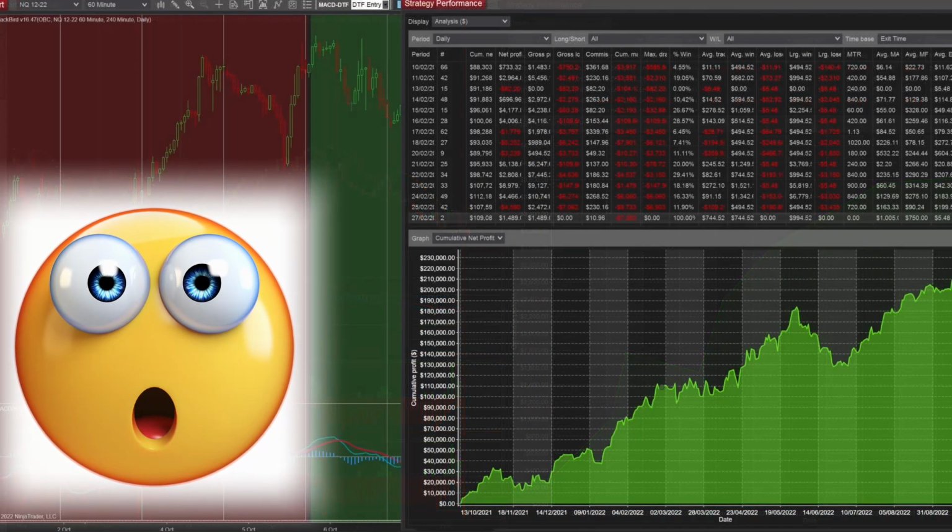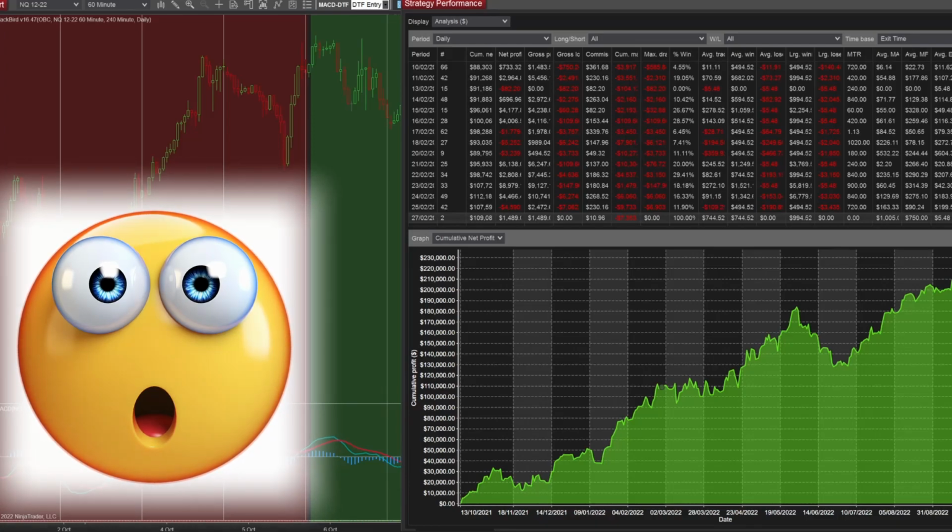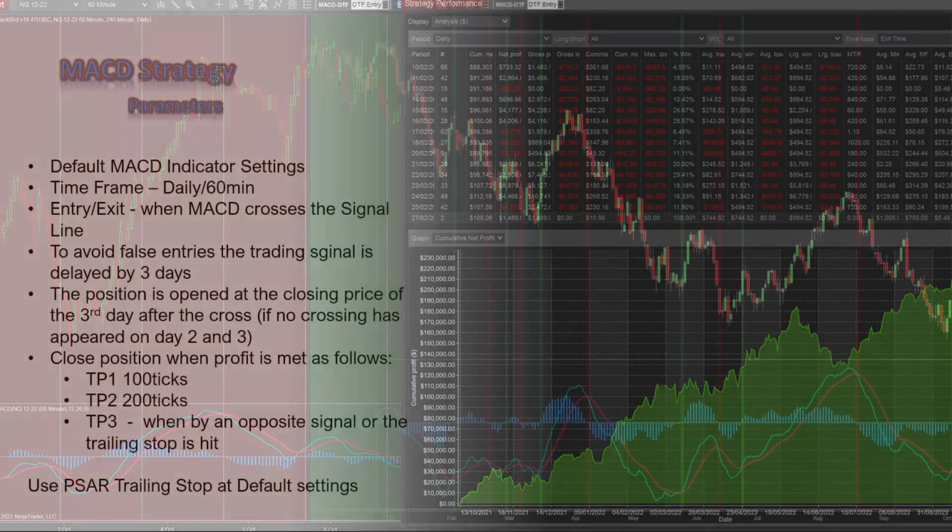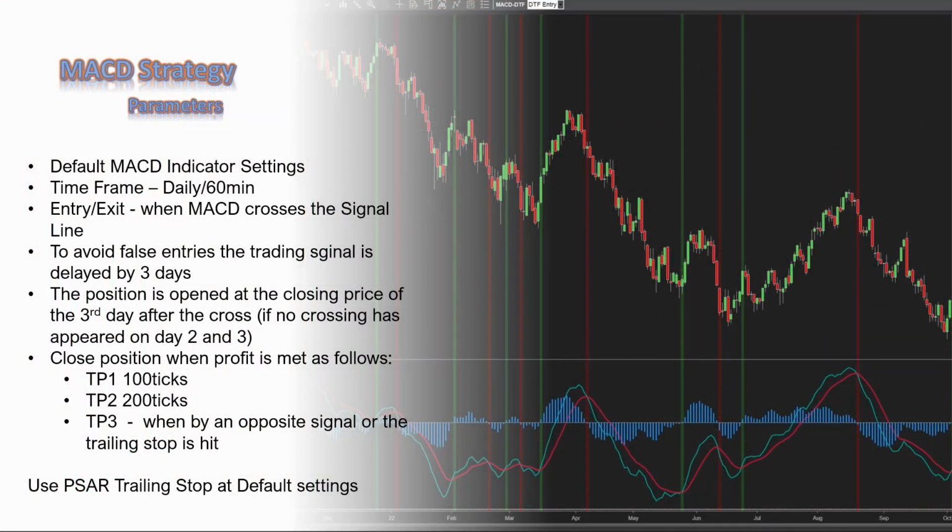Okay, so these are the equity curves produced for the daily and the 60-minute time frame. Let me know what you think in the comments below. And if you have any suggestions of any other MACD strategies you would like me to try, please put them in the comments below. By presenting you with this strategy, I'm not saying that this is the only strategy that you can use MACD on.